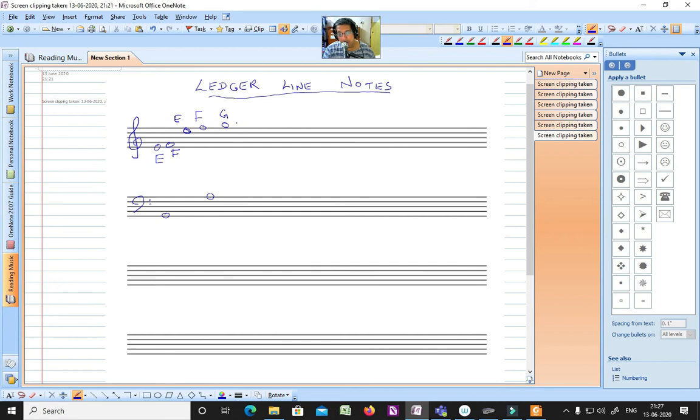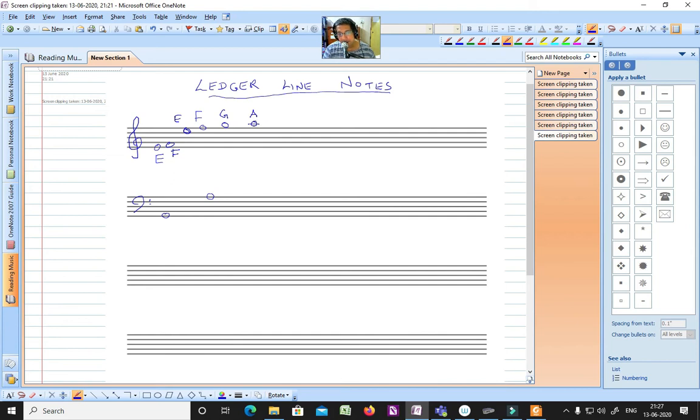If I go further up, after G in music comes A. So now I don't have a line here. I will make a line here. Okay, and I will put the note on the line. This is an A note. Okay, it's very simple. It goes from line to space to line. If there is no line, I will make a line.